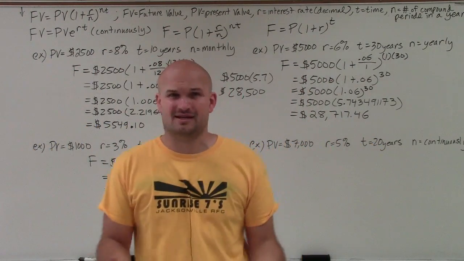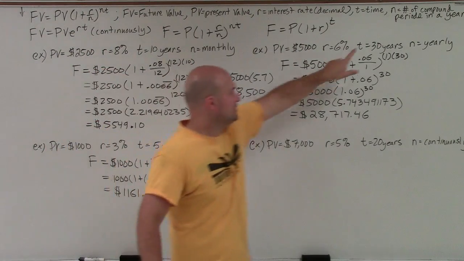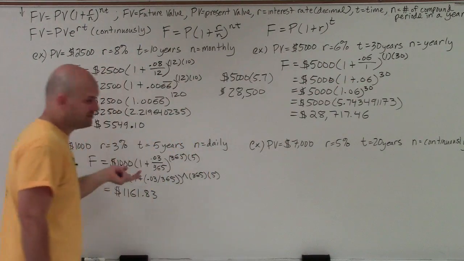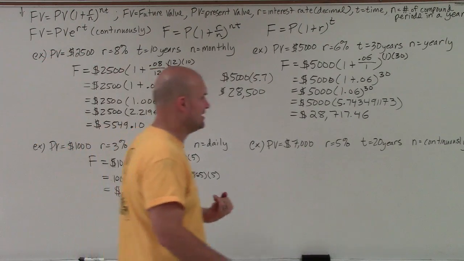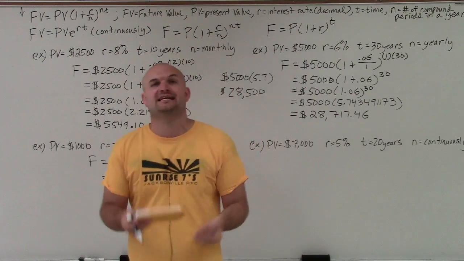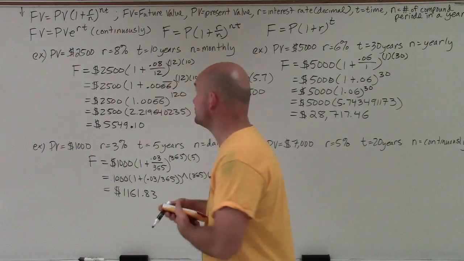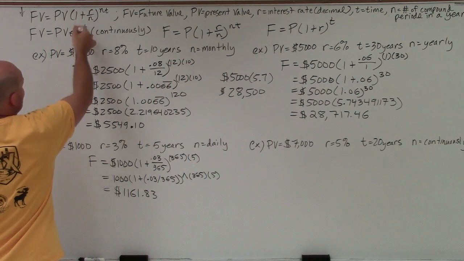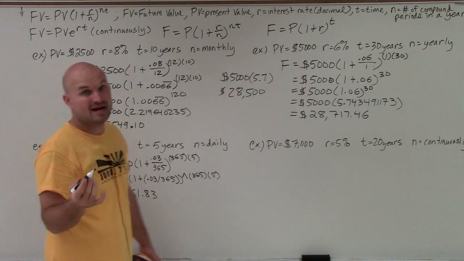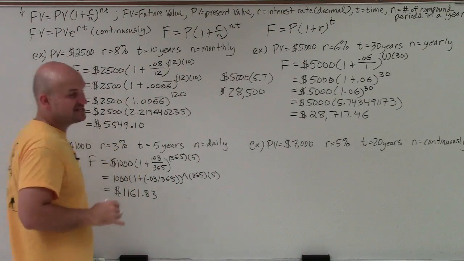All right, now the last one, you can see that we have continuously. Now, what is continuously? We dealt with monthly, which was 12 times a year, yearly was 1 time a year, daily is 365. What is continuously? Well, that's where our E is going to come into play. The video is not going to explain E, but we have a different formula for continuous interest. The continuous interest formula is final value equals present value times E, which is an irrational number, approximately 2.71, raised to the R times T.